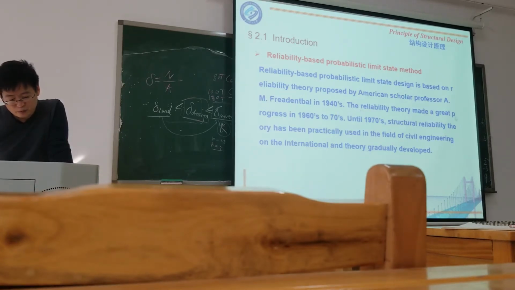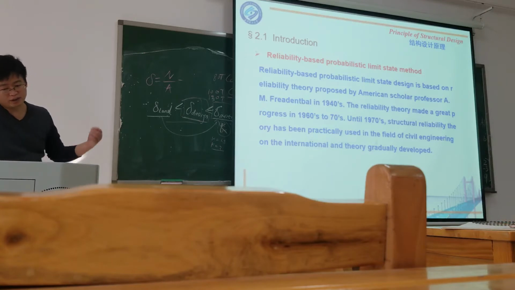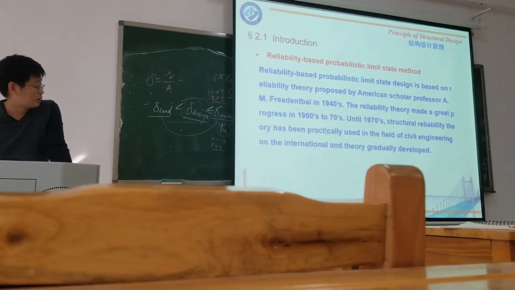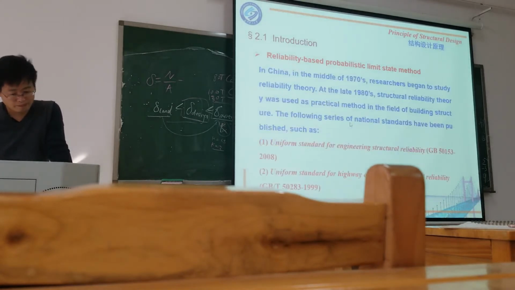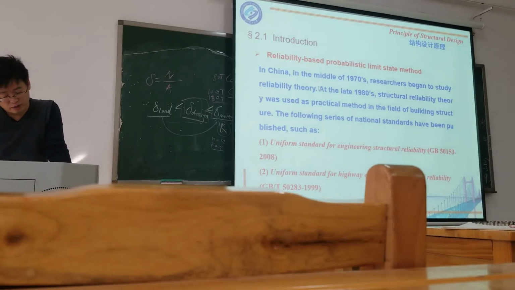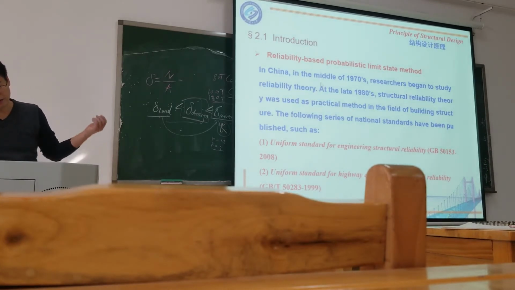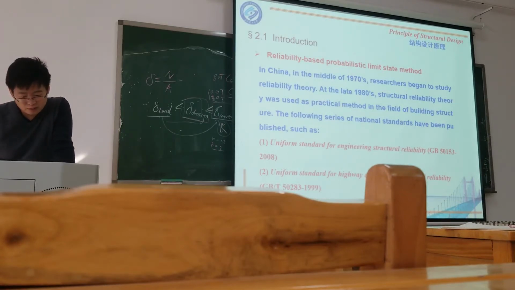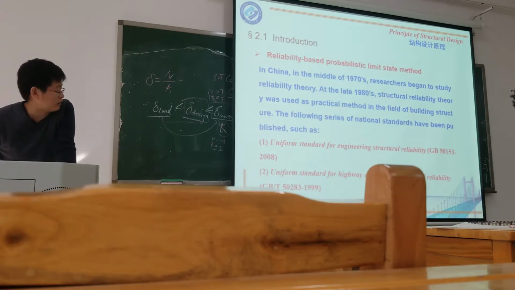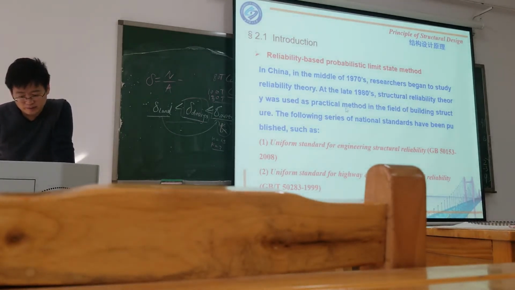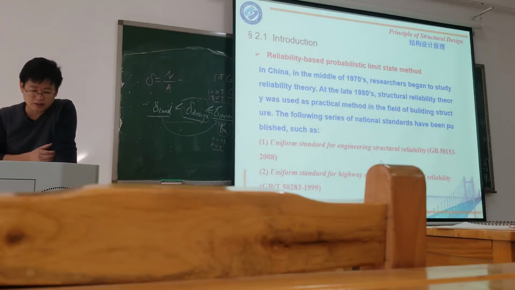The reliability theory made great progress in the 60s and 70s. Until the 1970s, structural reliability theory has been practically used in the field of civil engineering internationally. And in China, compared with other countries, we used this method somewhat later. In the middle of the 1970s, we began to study this theory, and in the later 1980s we started to use this method. And now, some of the codes are using this method.